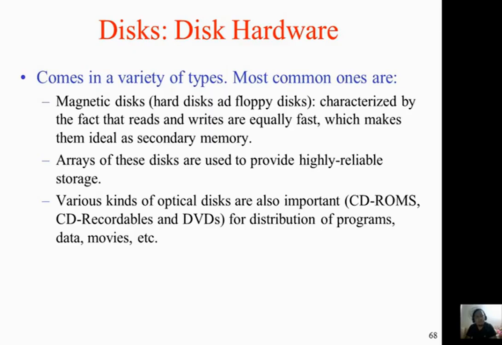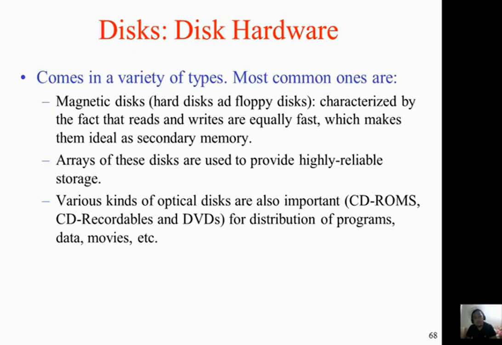And then you have USB drives also, whose function and functionality are characterized by the fact that they do a lot of reads and writes, which are very fast, which makes them ideal as secondary memory. Then you also have arrays of these disks, which are used to provide highly reliable storage, especially for volumes of data that are being transferred to and fro.